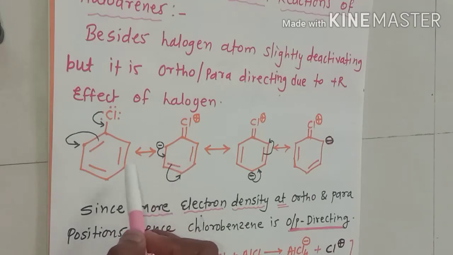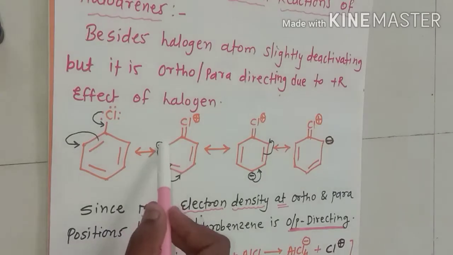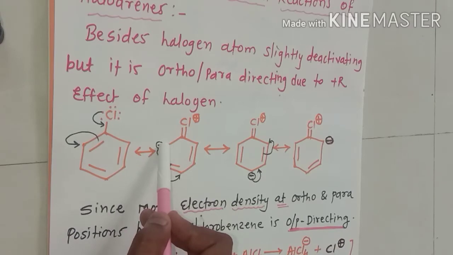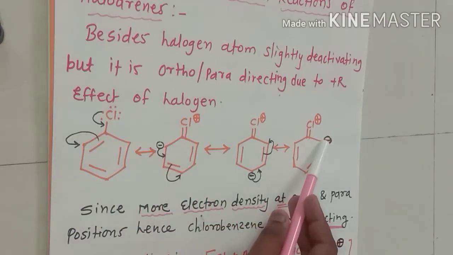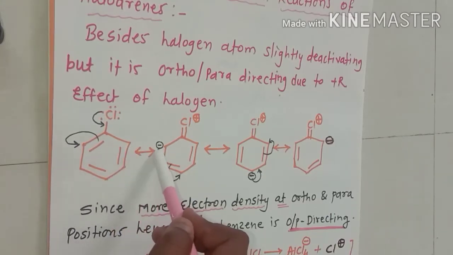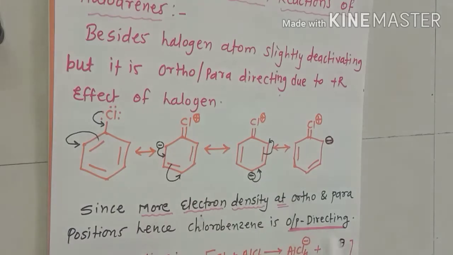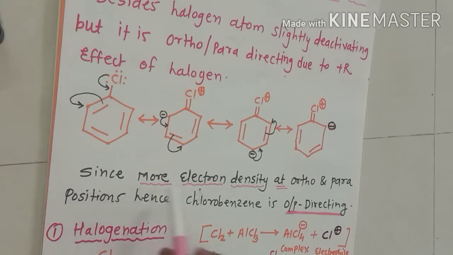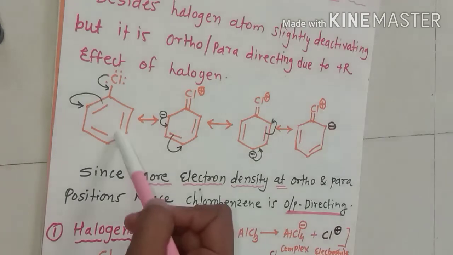and hence during electrophilic attack, the attack takes place at the ortho or para positions, because these positions are electron rich. Here there is a negative charge on the ortho position, the para position, and again on the second ortho position. Hence when we carry out an electrophilic reaction, the electrophilic attack takes place at the ortho and para positions of the benzene ring. Since there is more electron density at the ortho and para positions, chlorobenzene is ortho para directing. Here I take the example of chlorobenzene from the halogens.